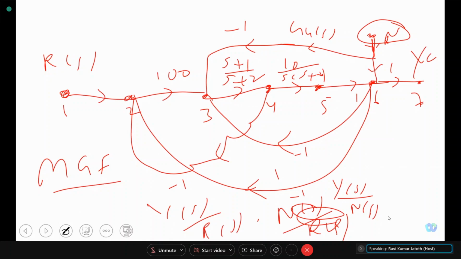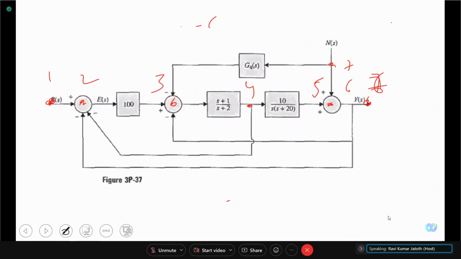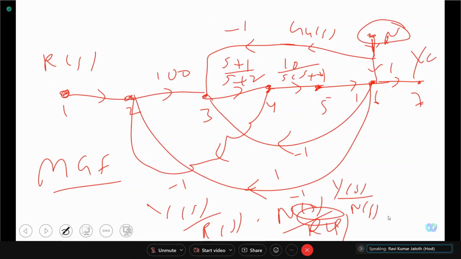So is this clear now, all of you? If I ask you Y of S by N of S, R of S you can make it as 0. But changing everything, moving it here and there, and simplifying will be a very time consuming process. But Mason's gain formula helps you in easily finding out the transfer function.